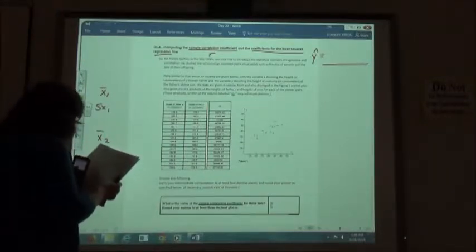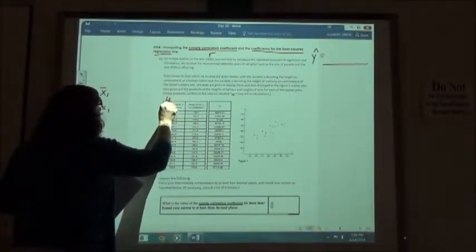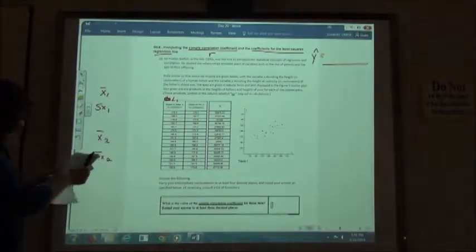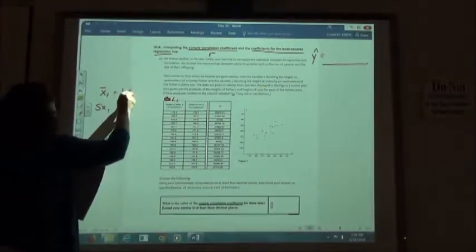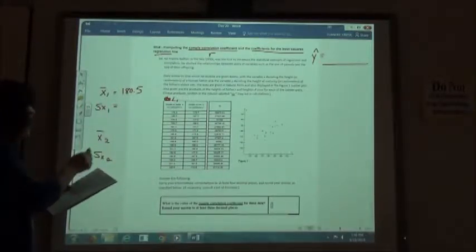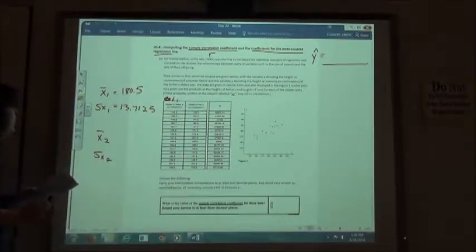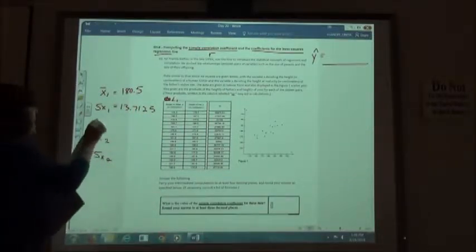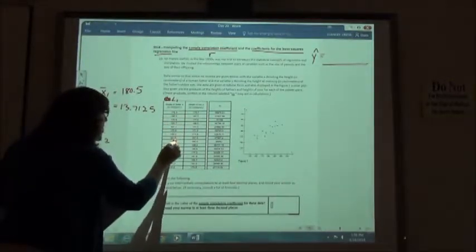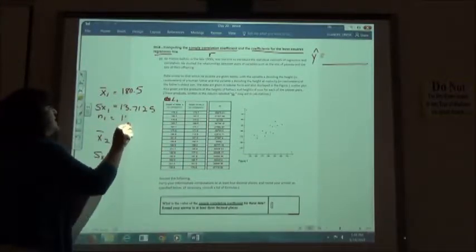So x bar of 1, when I did the first list, I'm going to say that was list 1. I got a mean of 180.5. And my standard deviation, my S of x, was 13.7125. In this case, N1, I have 1, 2, 3, 4, 5, 6, 7, 8, 9, 10, 11, 12, 13, 14, 15, 16. So I have 16 numbers.